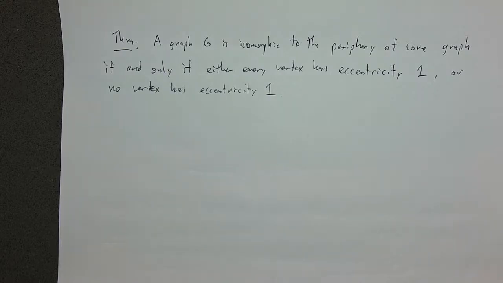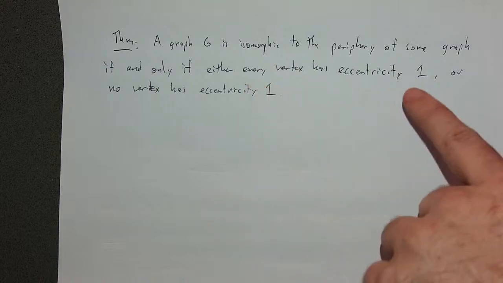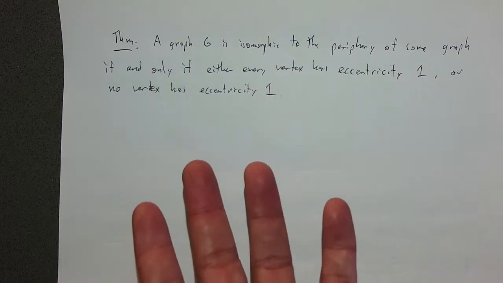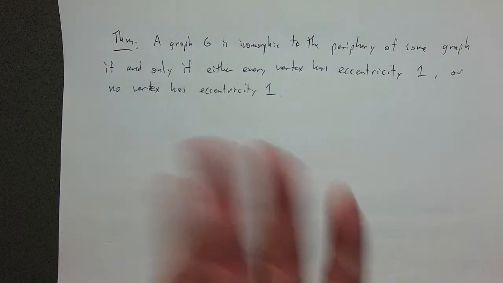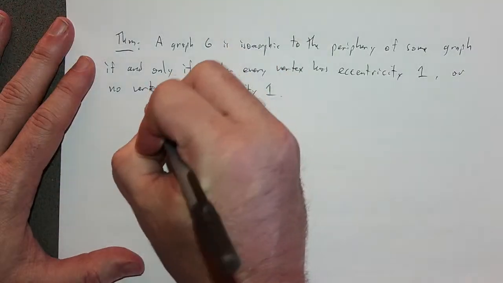Of course, if we start with the backwards implication, if every vertex has eccentricity 1, it's a complete graph, right? So that actually works because the complete graph is the periphery of itself. So that part is instant. Okay, the other one is what if no vertex has eccentricity 1? So that's where I will stop and let you consider it.